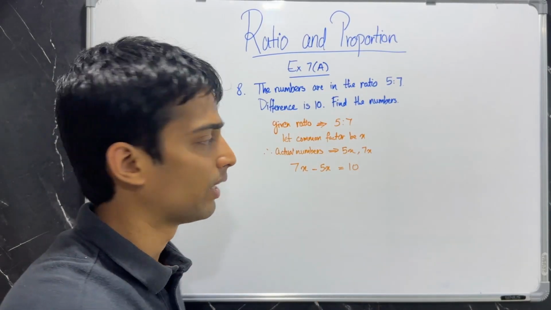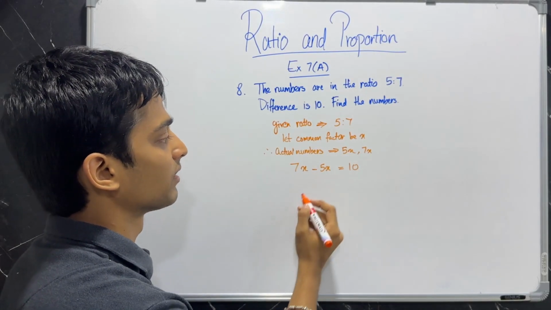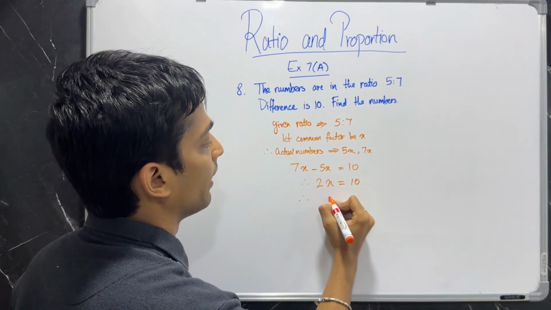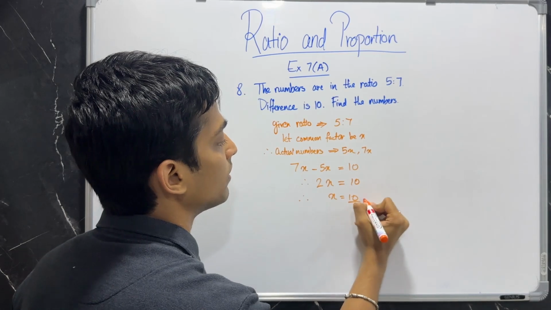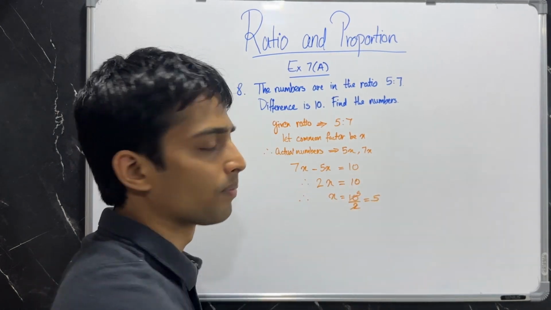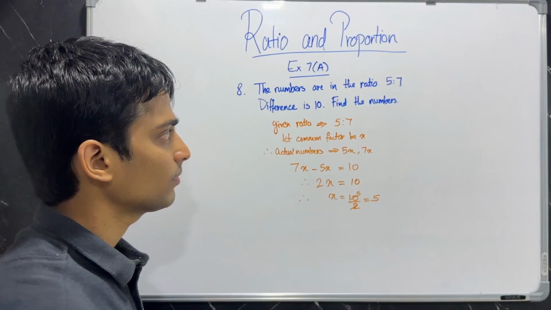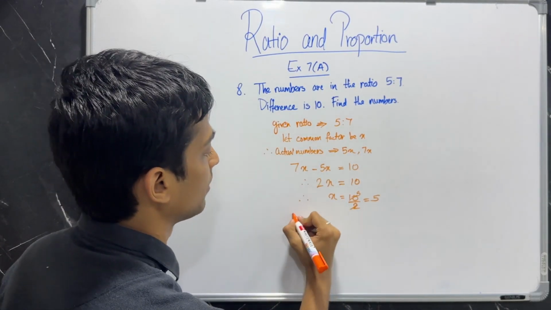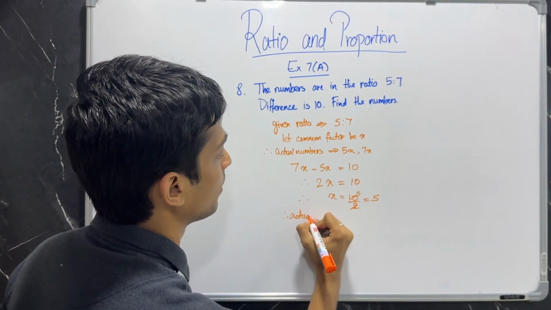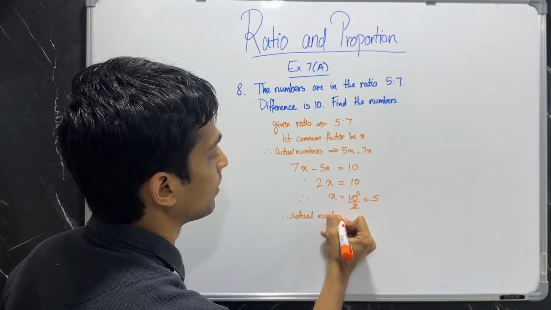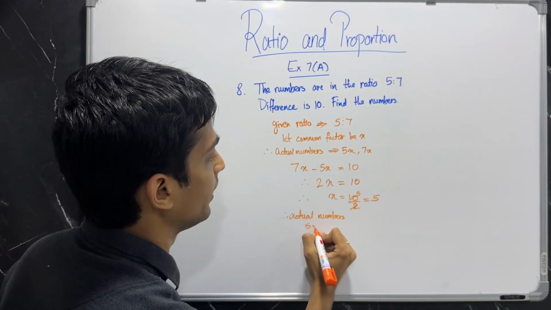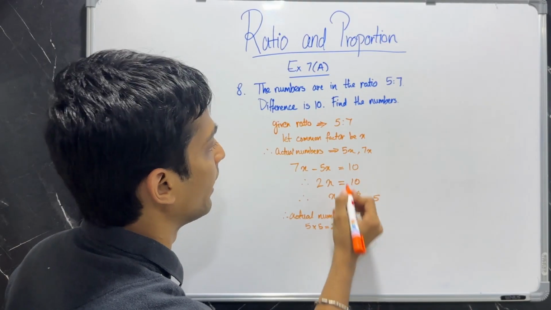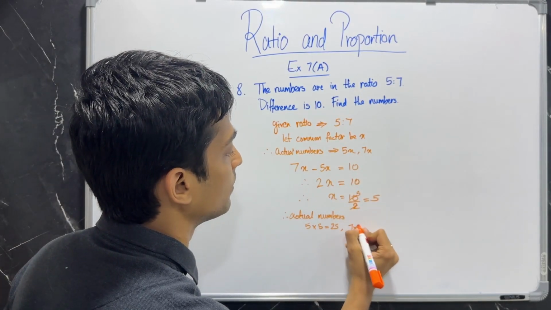Now here we can easily find the value of x. 7x minus 5x is 2x. 2x is equal to 10. Therefore x is equal to 10 by 2, which is 5. So we got the value of x now. Now we simply plug it into the actual numbers. So the actual numbers will be 5 into 5, which is 25, and 7 into 5 is 35.